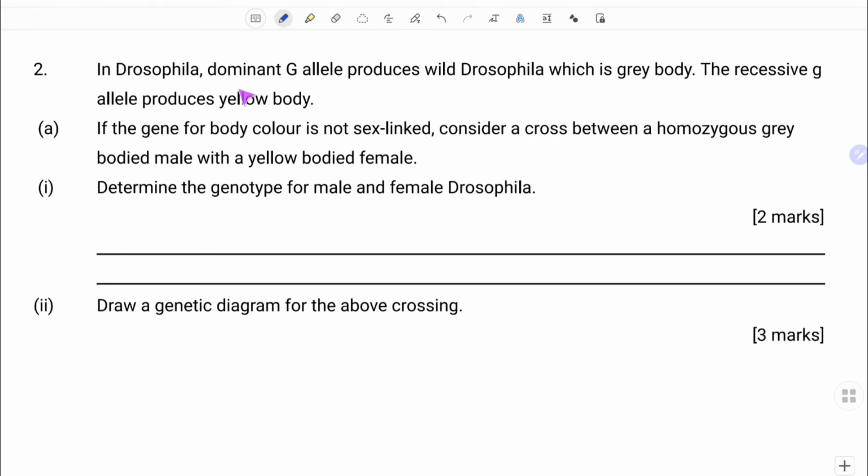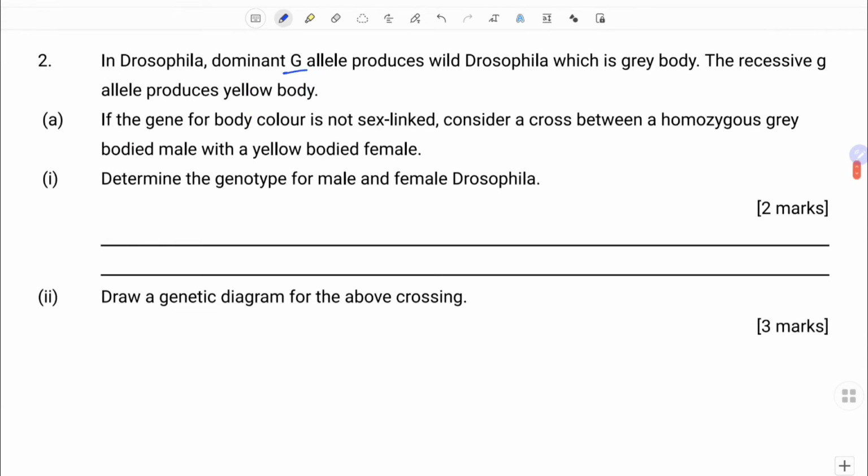So question number 2, in Drosophila, the dominant G allele produce wild Drosophila which is grey. So nak kata grey ini adalah dominant sebab dia guna G besar. The recessive allele G kecil produces yellow. So G kecil for the yellow body. So ada satu je huruf yang kita guna iaitu huruf G. So maksudnya ini adalah monohybrid inheritance. So A dia kata if the gene for the body color is not sex linked. So ni just nak confirmkan bahawa sekarang kita bercakap pasal Mendel punya monohybrid inheritance dan bukannya pasal deviation from the Mendel. So dia just nak bagi tahu saja, confirmkan saja.